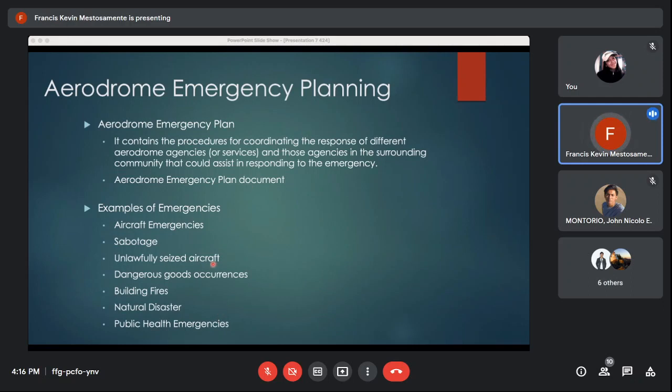Another type of emergency are dangerous goods. So, meron tayong tinatawag na dangerous goods on aircraft transport. It is defined as items that may endanger the safety of the aircraft, or persons or passengers on board. So ito yung mga hazardous cargoes or dangerous cargoes and any restricted item. Building fire, so self-explanatory, natural disaster, and lastly, public health emergency. So very timely. So ito ang isa sa mga present problem natin today in the aviation industry.